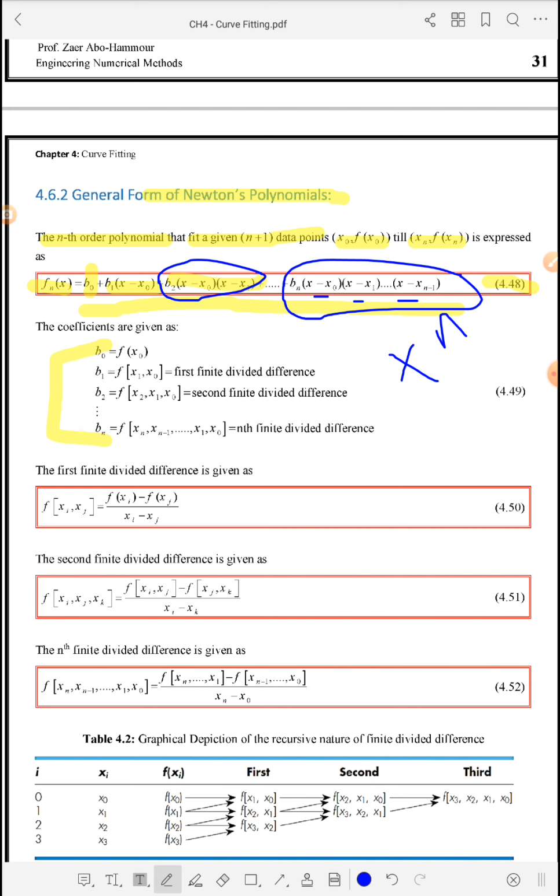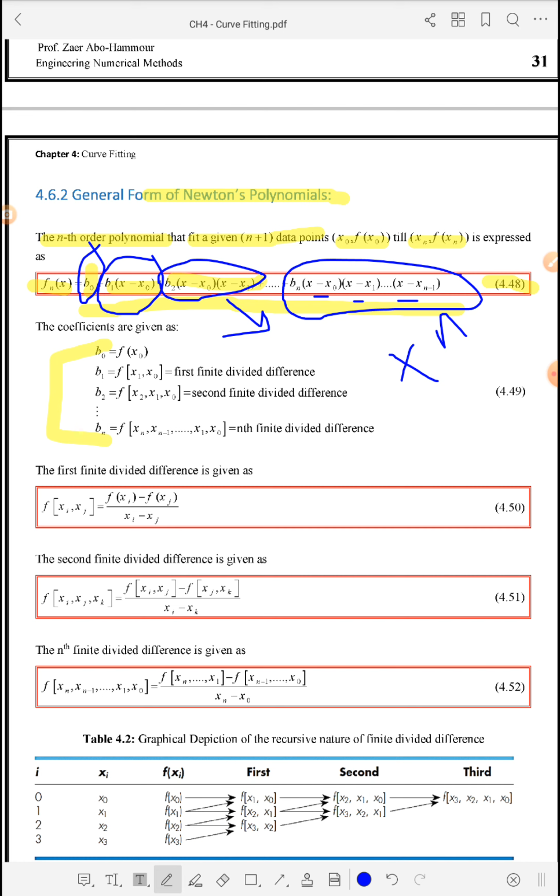Okay, so again, let us focus. The first term, b naught, is a constant. The second term takes us from the constant term to the linear polynomial. The third term, which is this one, takes us from the linear to the quadratic. The fourth term will be cubic, and so on till we reach the last term. The last term will shift us from an n-1 polynomial to an nth order polynomial.